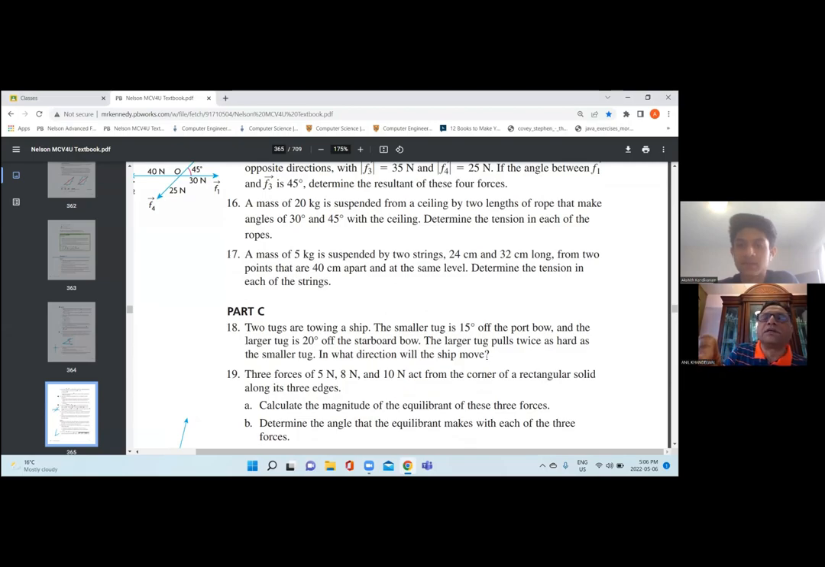Correct. So here, why students find it difficult is because of the two terms used. So let's try to understand what these two terms are. Port bow and the starboard bow, right? These are the two technical terms which are being used. So two tugs are towing a ship. Let us say that this is our ship. Let me just draw a ship, something like this.